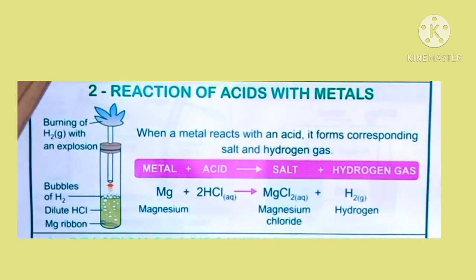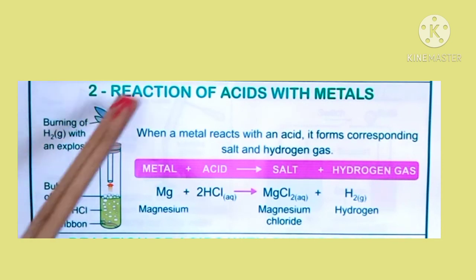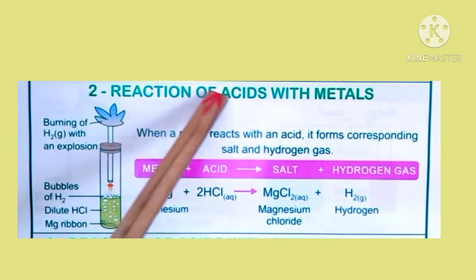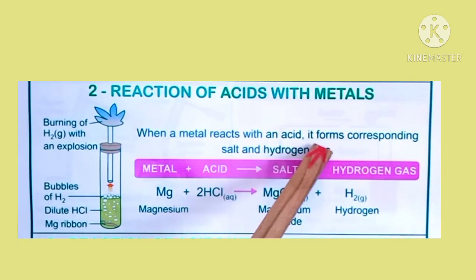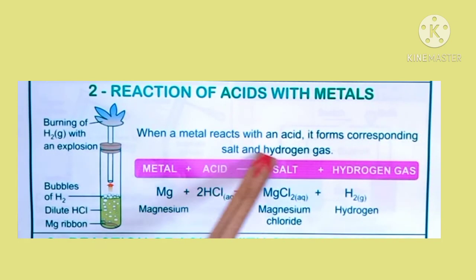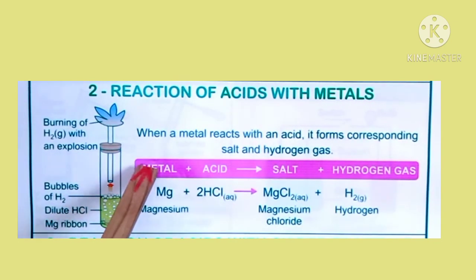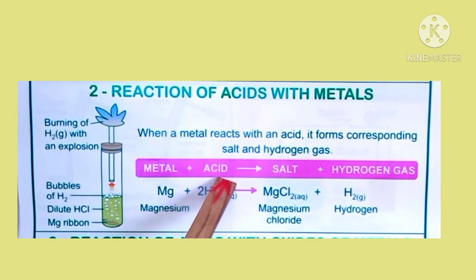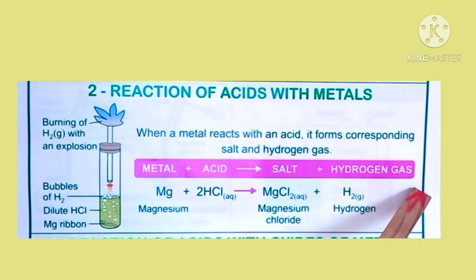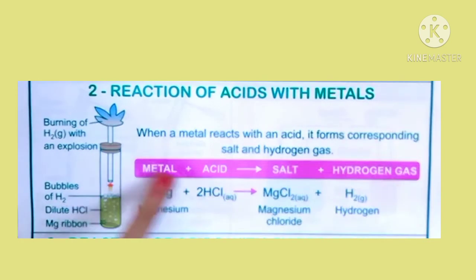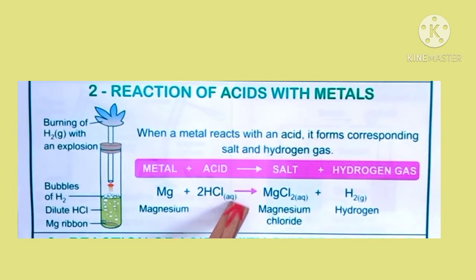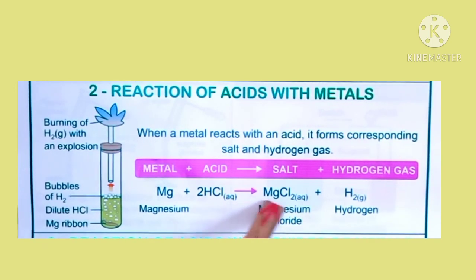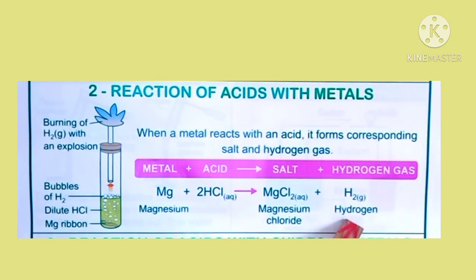Now let's see the next reaction of acid: the reaction of acids with metal. When a metal reacts with an acid, it forms the corresponding salt and hydrogen gas. So the general reaction will be metal plus acid gives salt and hydrogen gas. So always learn this general reaction by heart. Let us take one example: magnesium plus HCl in aqueous state is going to form magnesium chloride, MgCl2, and hydrogen gas is going to release.